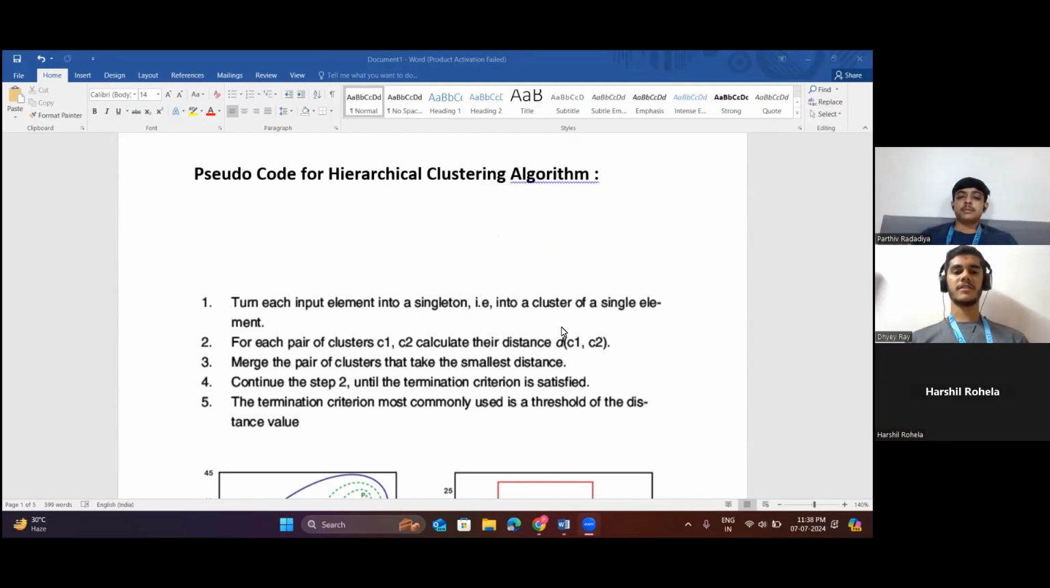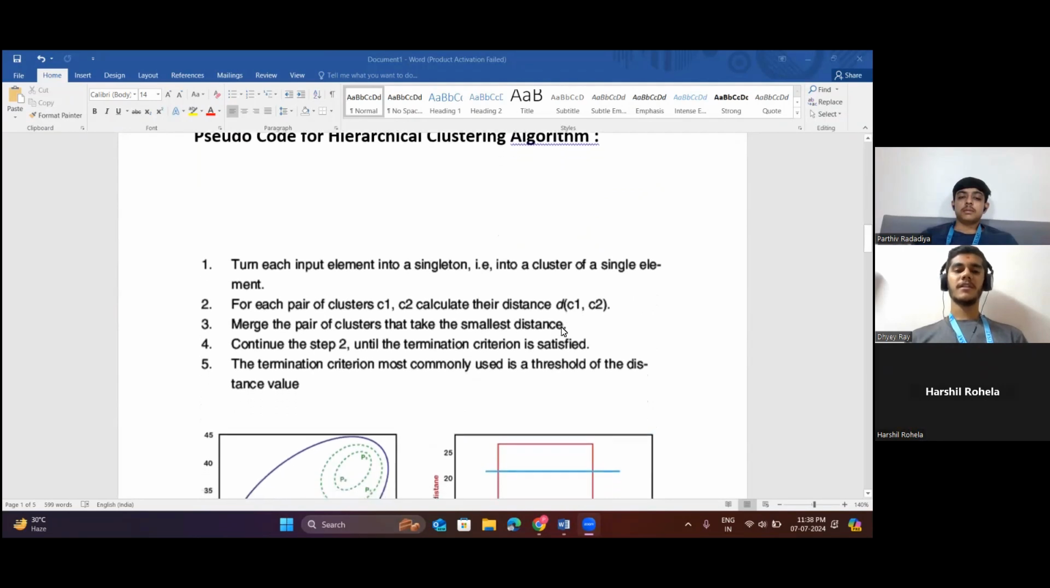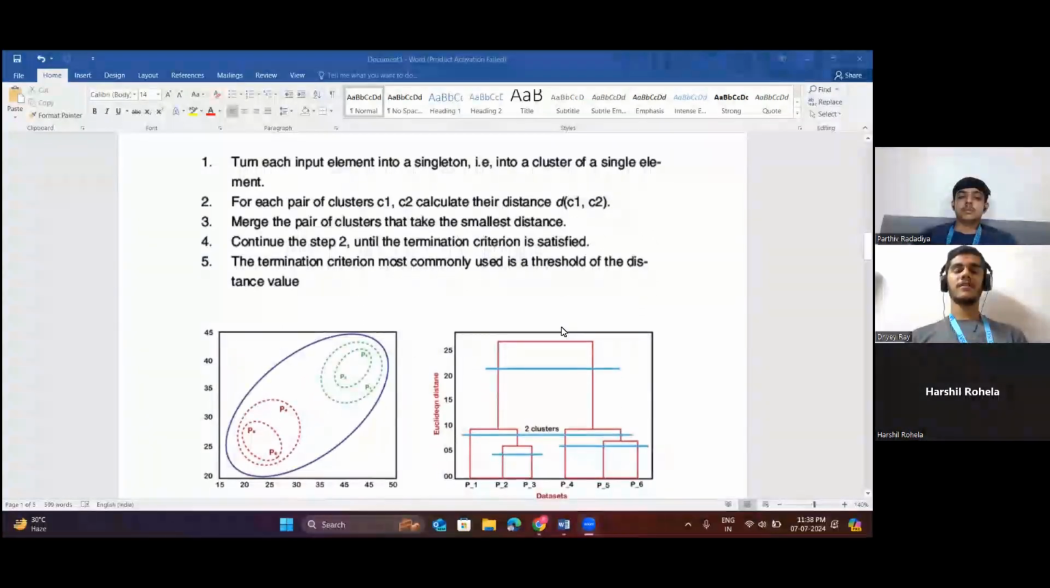Today I will explain the hierarchical clustering algorithm. So what is hierarchical clustering? Hierarchical clustering is mainly a tree-like structure and it is known as the dendrogram. There are two types of hierarchical clustering, top-down approach and bottom-up approach.